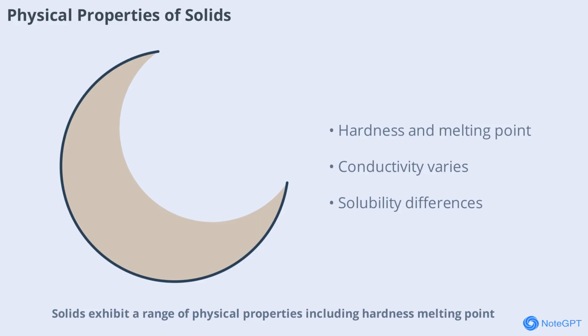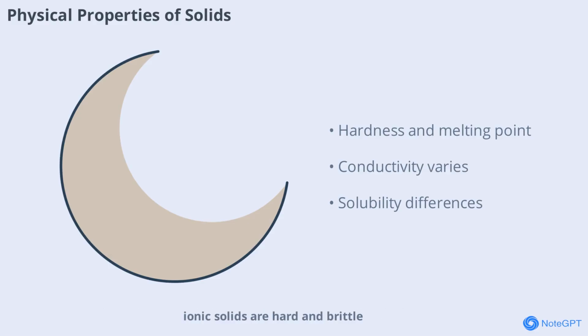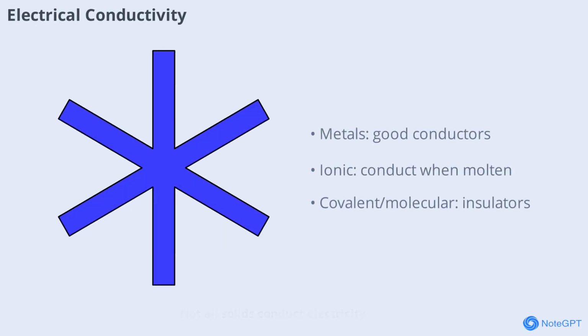Solids exhibit a range of physical properties, including hardness, melting point, electrical conductivity, and solubility. These properties are determined by the type of particles and the forces holding them together. For instance, ionic solids are hard and brittle while metals are malleable and good conductors. By understanding these properties, chemists can choose the right material for a specific application, from building bridges to making computer chips.